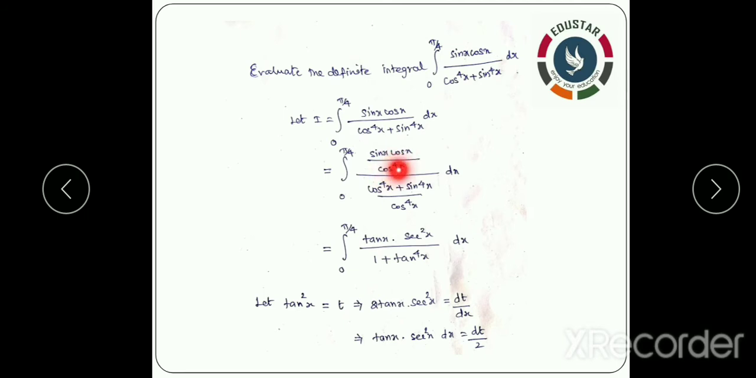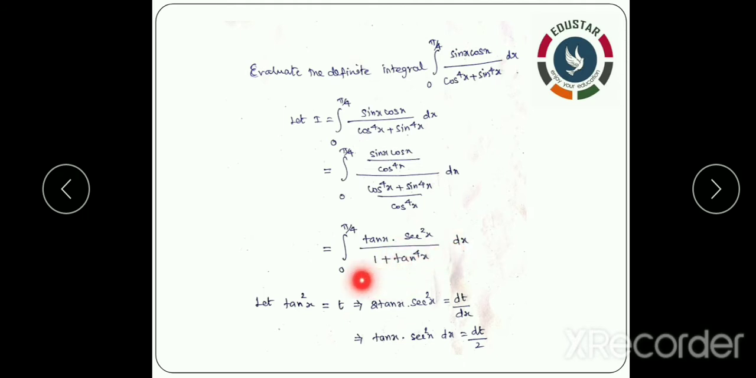Then we have 1 by cos²x. That 1 by cos²x we can write as sec²x. We reduce the numerator and we can reduce the denominator also. Then cos⁴x by cos⁴x gives 1, plus sin⁴x by cos⁴x. Sin x by cos x equals tan x, we know that. Therefore, here also we can write tan⁴x dx.